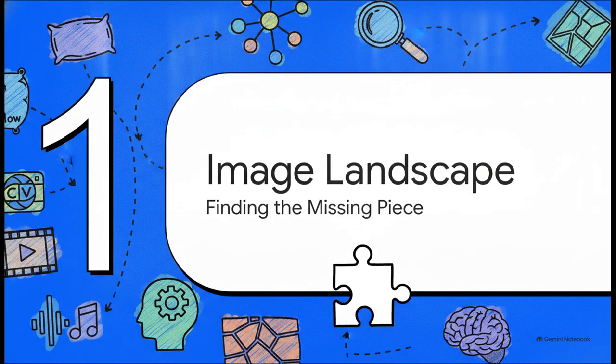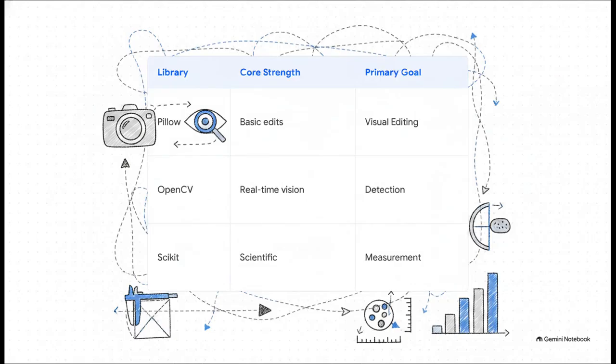All right, Section 1, the image processing landscape, finding the missing piece. So looking at our complete multimedia toolkit, a really clear division of labor starts to emerge. Think of Pillow as your everyday digital darkroom, right? It's great for basic visual editing. And OpenCV, well, that's your real-time set of eyes, built for detecting and tracking objects on the fly. But scikit-image, it's completely different. It's like your digital caliper and microscope combined. It exists for one primary reason, to rigorously quantify and measure reality, not just modify what it looks like.